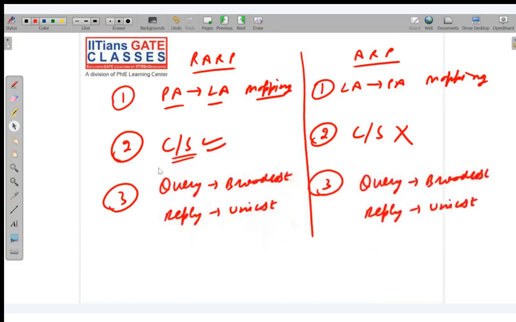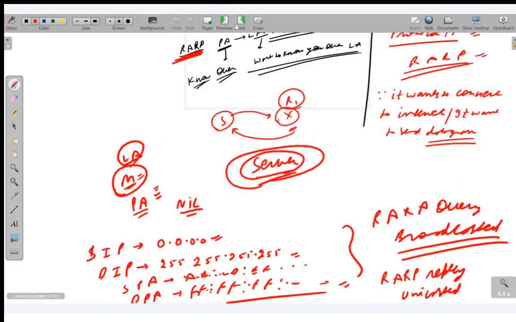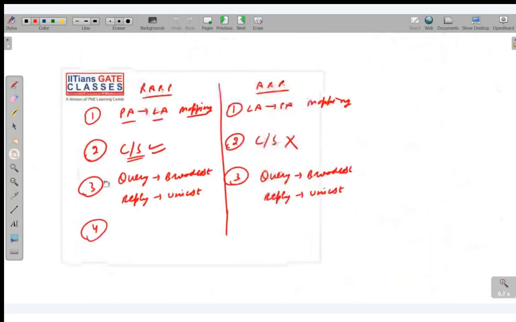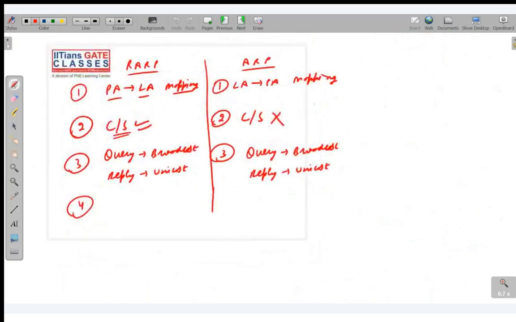Same is the case in ARP. Okay, both were same. Fourth difference is coming now, subnetting. Let me tell you that also. In case of subnetting, ARP was successful because I have told you proxy ARP we can use, and it can be used in subnetting.